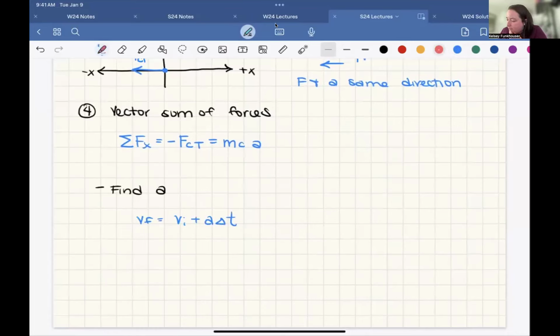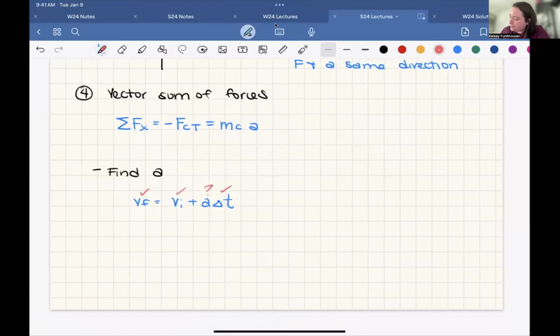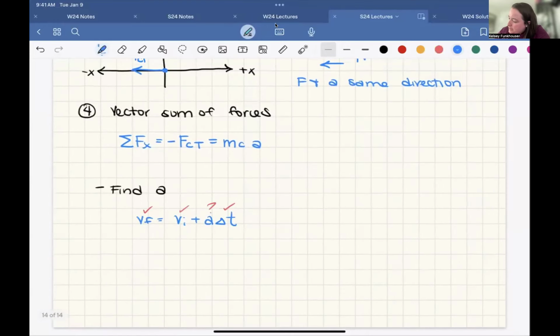So let's check. We have the final and initial velocity. We don't have the acceleration, and we have the time interval. So perfect, only one thing we don't know. So let's rearrange this and solve for acceleration. That means we're going to subtract the initial on both sides and divide by the time interval. That is our equation for acceleration, but we're going to need to do some conversions first.